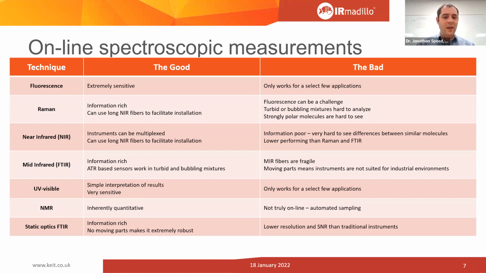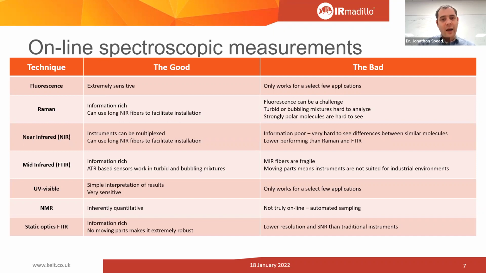And then nuclear magnetic resonance, NMR, the one I mentioned previously, it's inherently quantitative, which is fantastic, but it's not really online. It doesn't work for many applications, and you often need to use quite expensive deuterated solvents, so slightly radioactive solvents. They're not scary or dangerous, but they can be quite expensive in the long run. And then at the bottom, this static optics FTIR, I'll talk about today. It is mid-infrared wavelengths. So it's the same level of information that we get from a traditional mid-infrared or FTIR spectrometer, but there's no moving parts, which means the spectrometer is inherently robust and you can hit it with a hammer and it doesn't care.